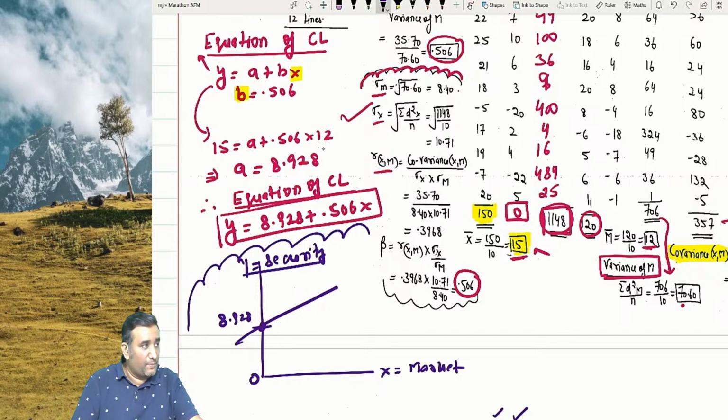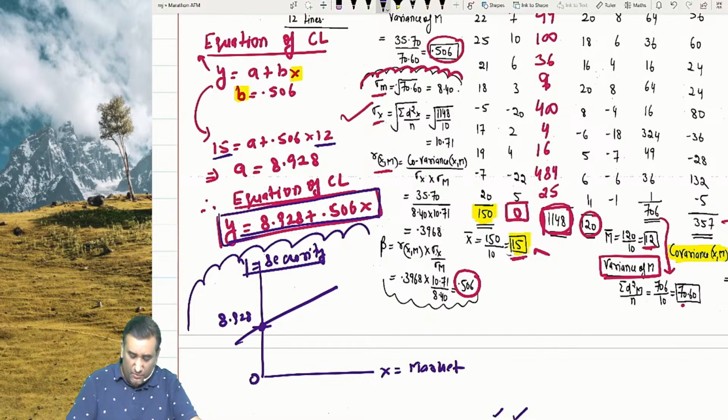straight line because we have calculated our numbers on the average in 15, and that's the data. In exam you just have to leave it here. Y is equal to 8.928 plus 0.50.